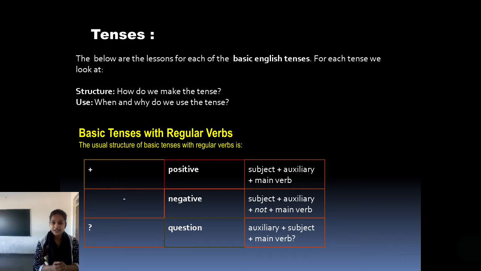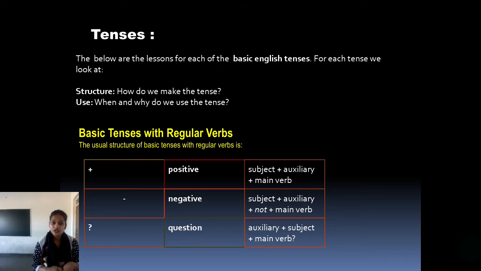Then we use the negative sentence. In a negative sentence, first we use the subject that the sentence is about. Then plus auxiliary: am/are, was, were, has, have, etc. Plus not. When we make a negative sentence, we use not. Plus main verb, the action we are doing.